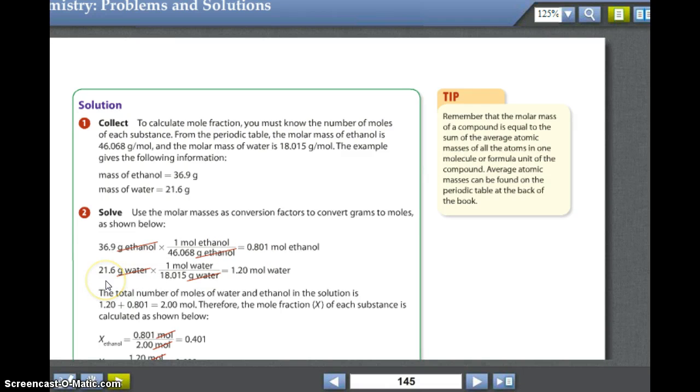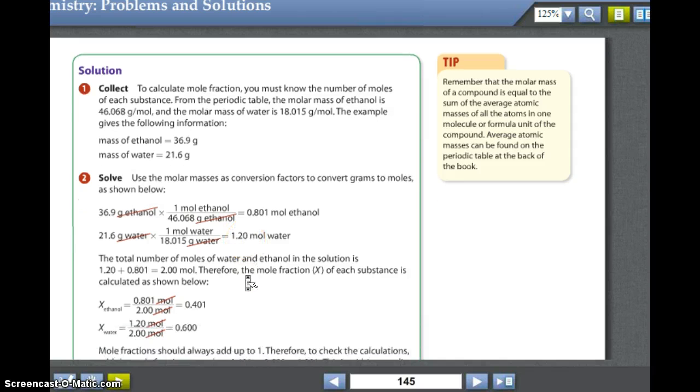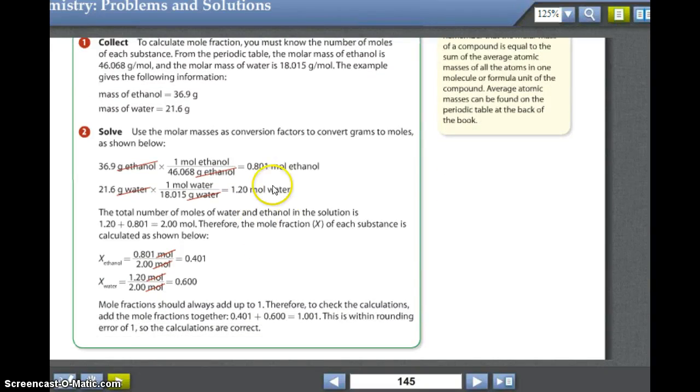I started out with 21.6 grams of water. I put the molar mass on the bottom, which is 18.015 grams of water. That's the same as 1 mole. And I do my math, and I get 1.20 moles of water. Now I need to find the mole ratio. So I got to add these two up to get my total moles, and that's 2.0. So I divide how many moles of ethanol by 2.0, divide how many moles of water, 1.2, by our total, which is 2, and I get 0.6.